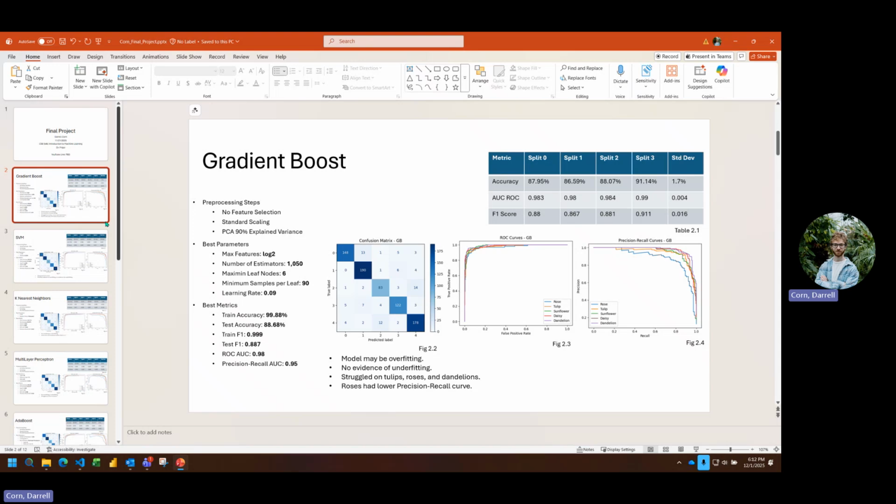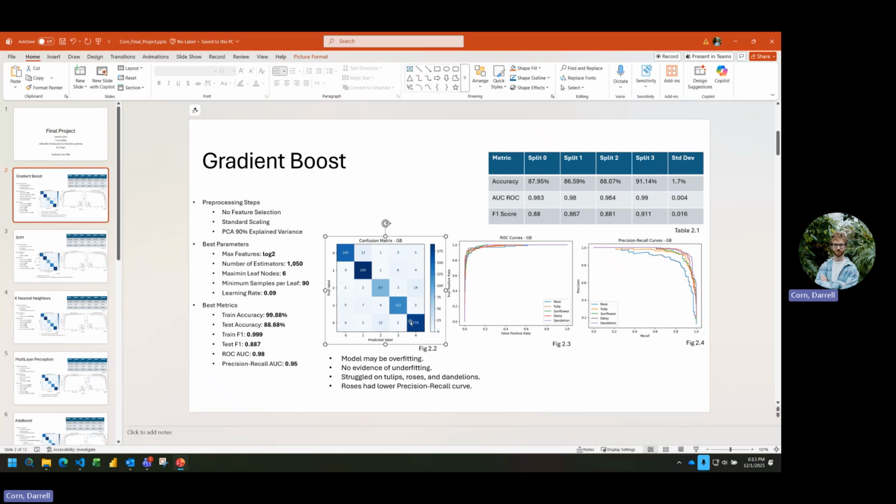Starting with gradient boost. I think my gradient boost did not do very well because I think it was overfitting a little bit, which is evident here from the training accuracy and the test accuracy. It's a pretty significant gap. So I think that's why it didn't perform as well as my other models. You also see that gap here in the F1 score.